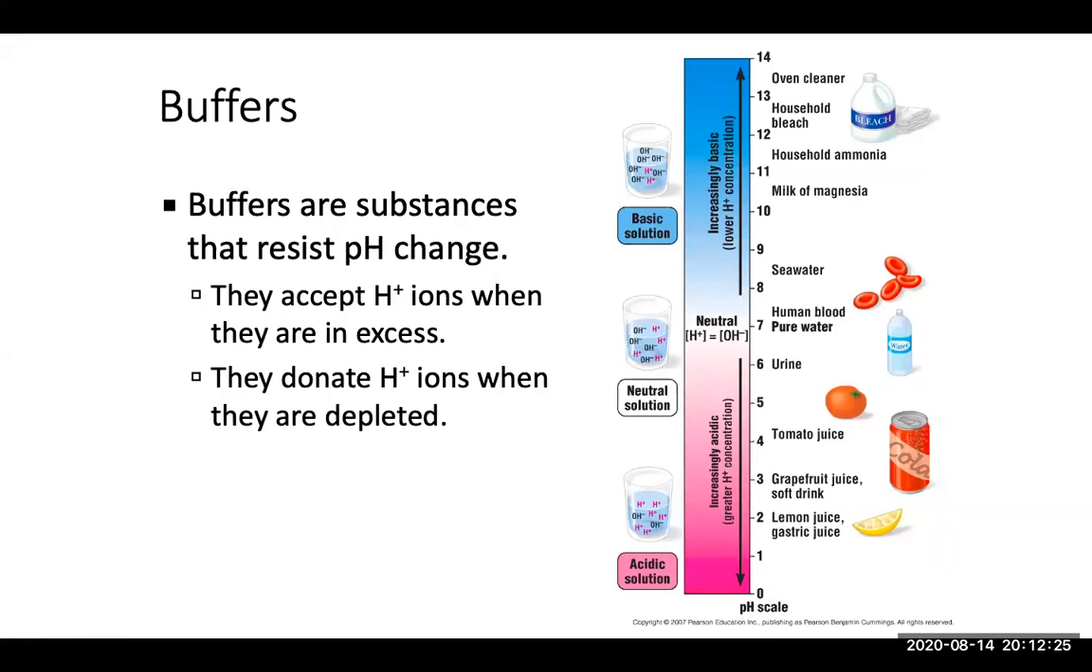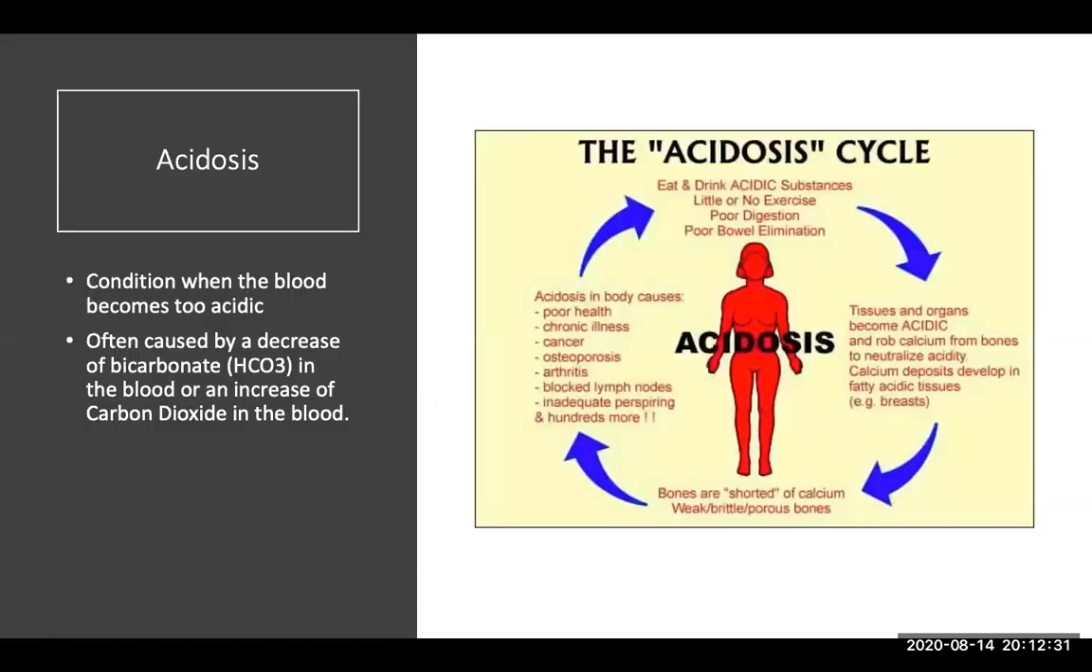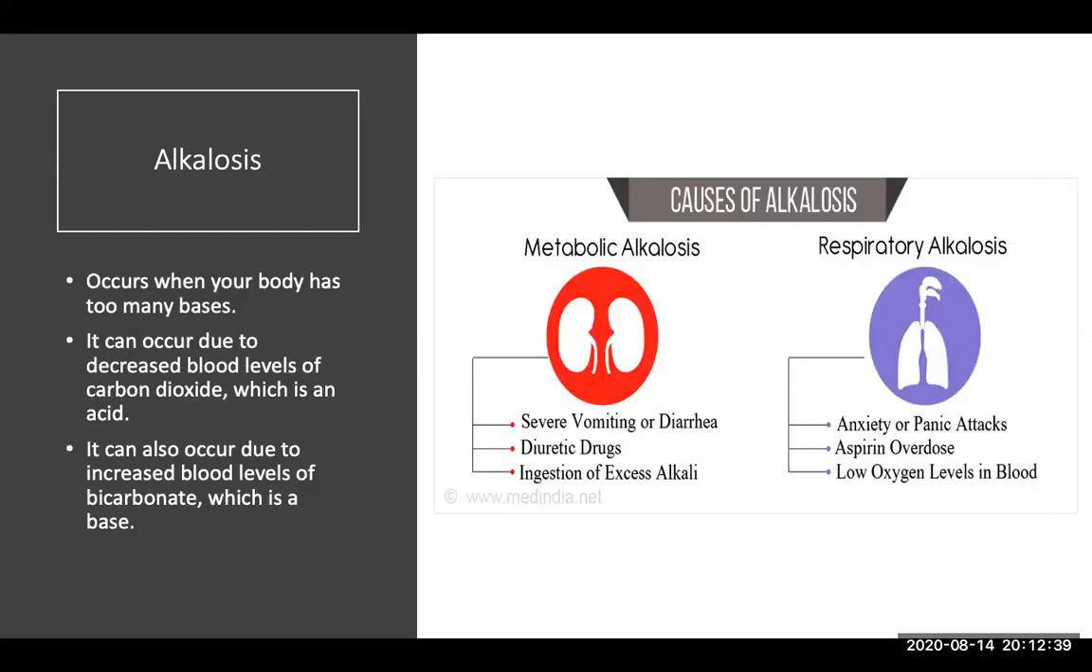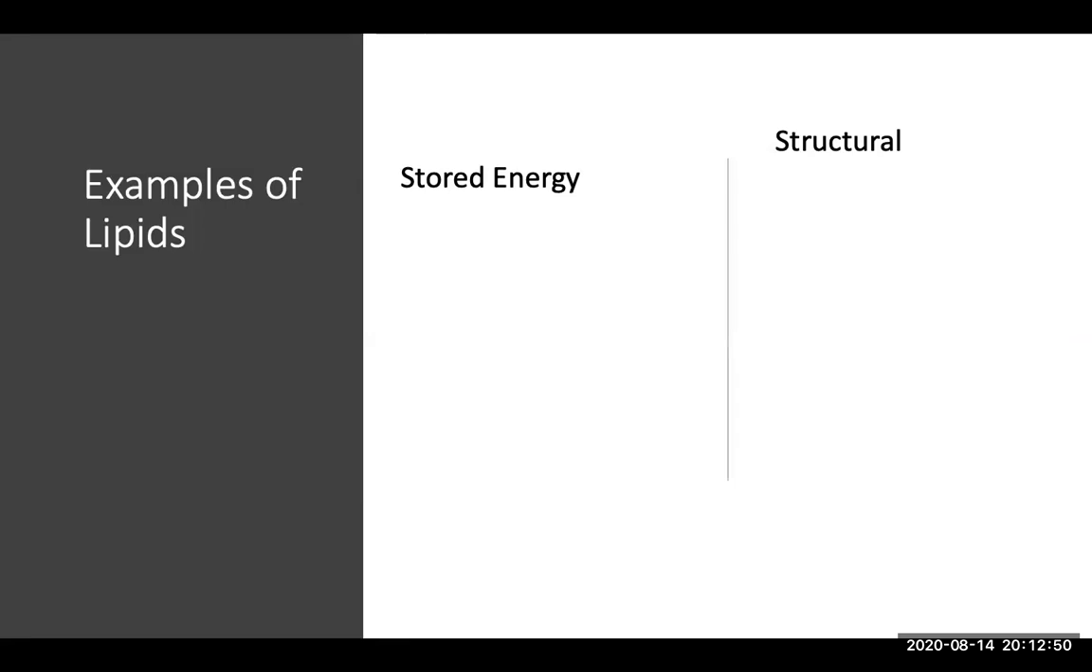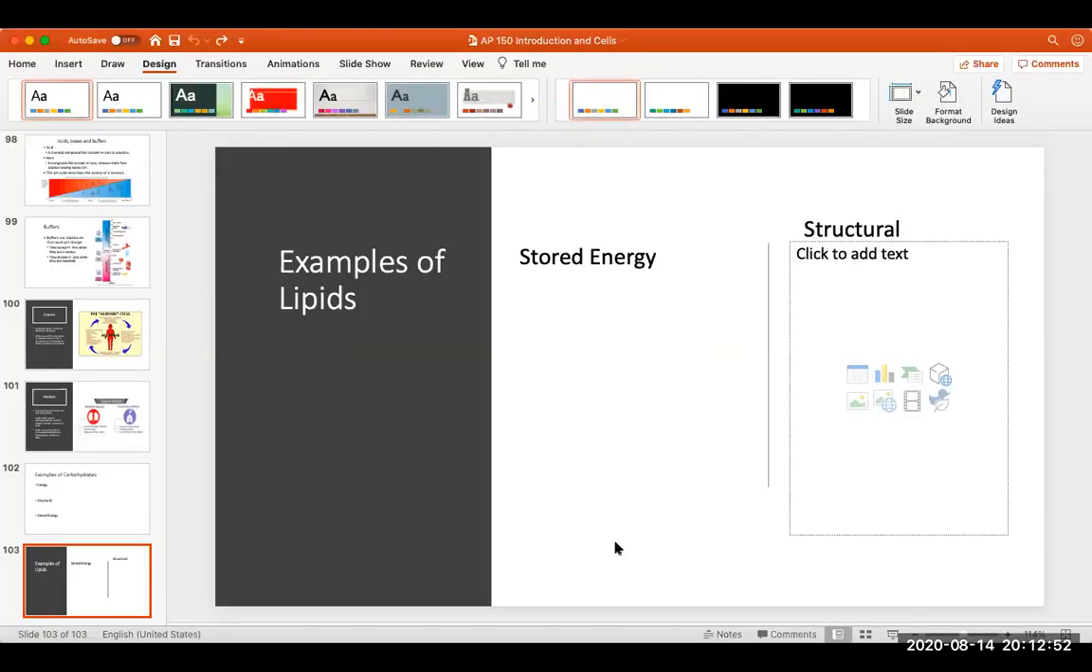Buffers resist pH change, so these are very important, especially in the lab, when you're doing different experiments. Acidosis is a condition when the blood becomes too acidic, and this is a look at the acidosis cycle. Alkalosis is when the body has too many bases. Here are examples of functions of carbohydrates: energy, structural and stored energy, and examples of lipids.